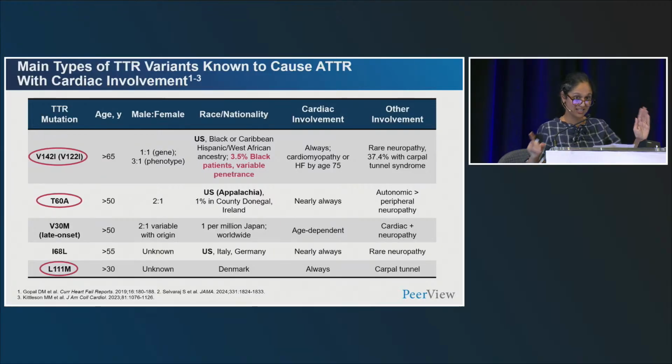And Dr. Selvaraj has done amazing research on this, which he'll tell you about in a little bit. That's foreshadowing and a little to keep you excited. But 3.5% of Black Americans will not all get ATTR-CA, but it means you raise your index of suspicion in that population. There's also some other geographical preferences for various variants.